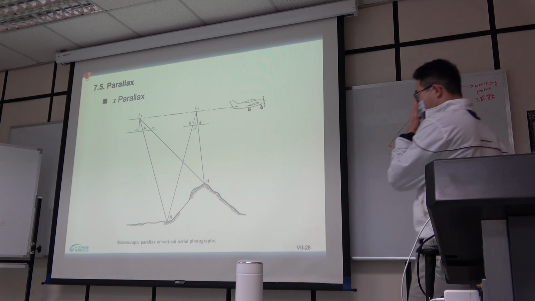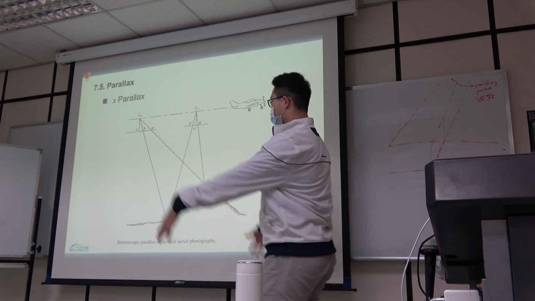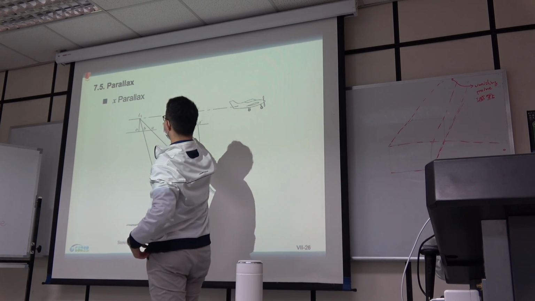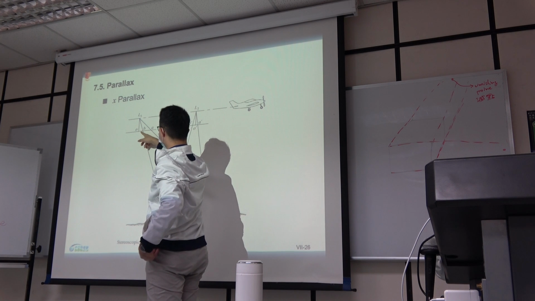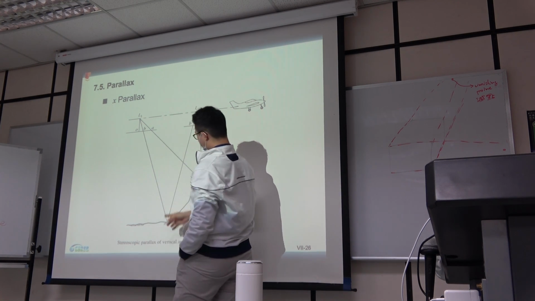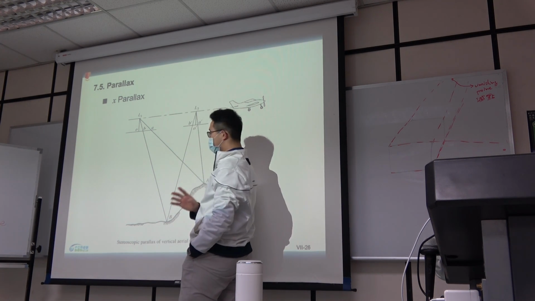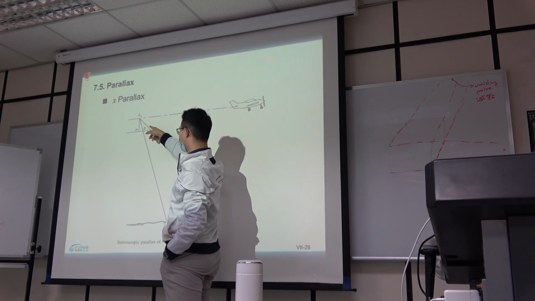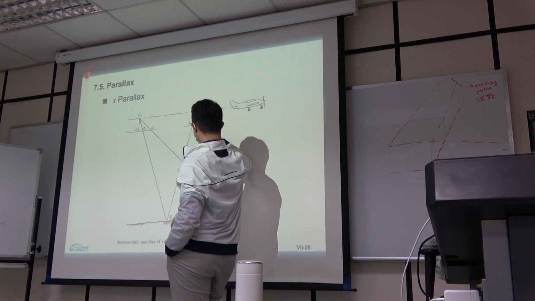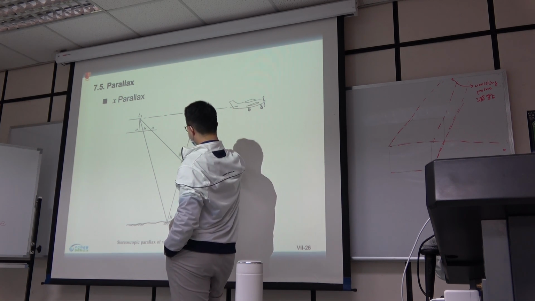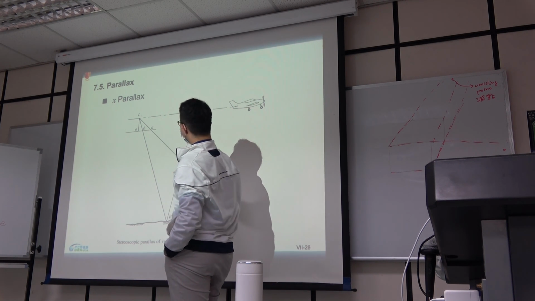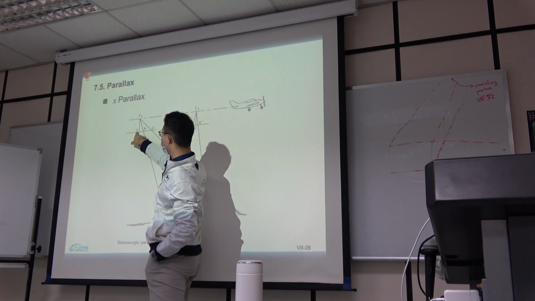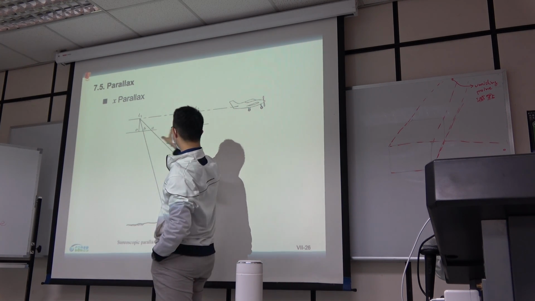So this is parallax. Basically we have two images taken by the airplane: the first one is over here, and the second one is over here. Assuming that we have two points on the ground, A and B, A appears on the first image at A, and on the second image at A plane, and B as well, B and B plane. And you have two O's, which indicate the principal points, O and O plane.